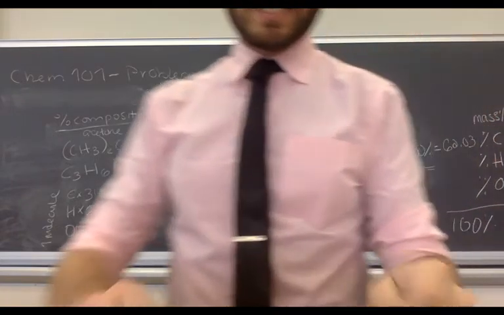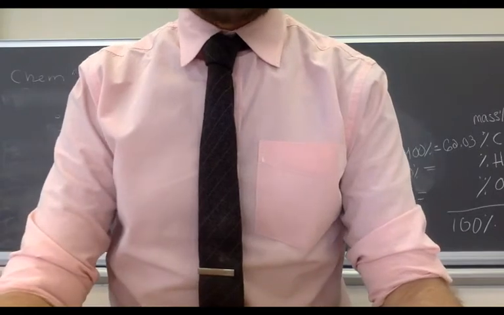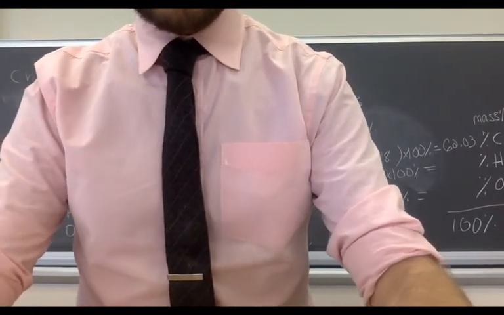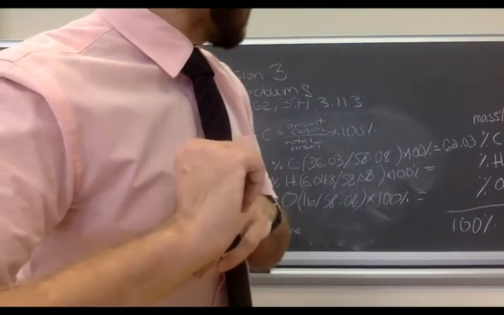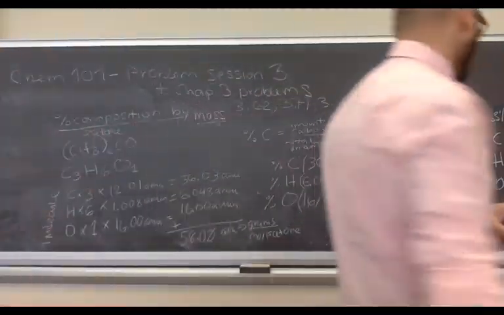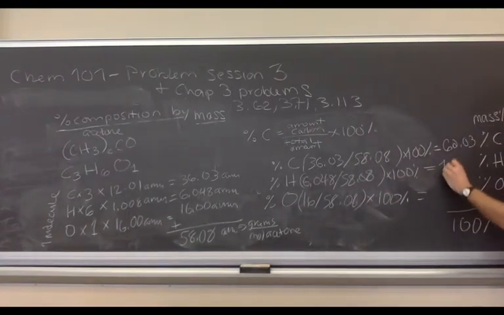Let's see what the hydrogen is, try to guess what the oxygen is, and then calculate that one. So here we have 6.048 divided by 58.08. I keep forgetting that. That is only around 10%.